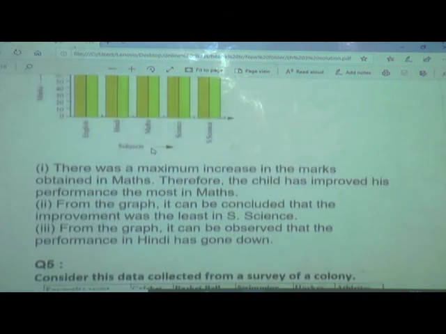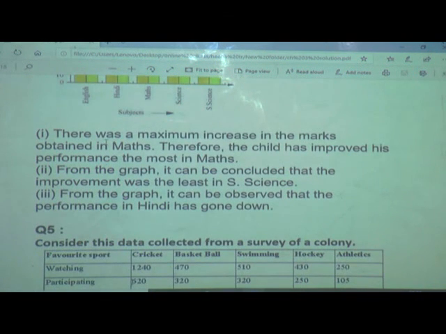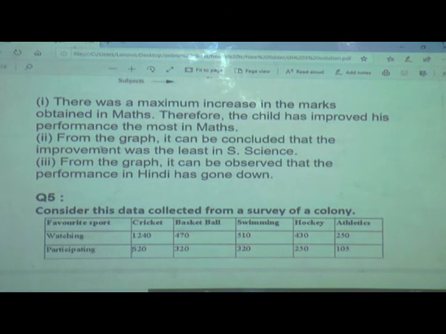We will see one of the questions given to us. We had already drawn the graph. We will find out what the questions are. There was a maximum increase in the marks obtained in the math subject. Therefore, the child has improved his performance the most in math. Because by comparing to the first term, in the second term in mathematics he got more marks.